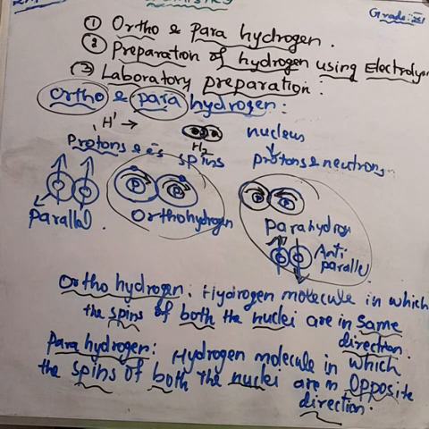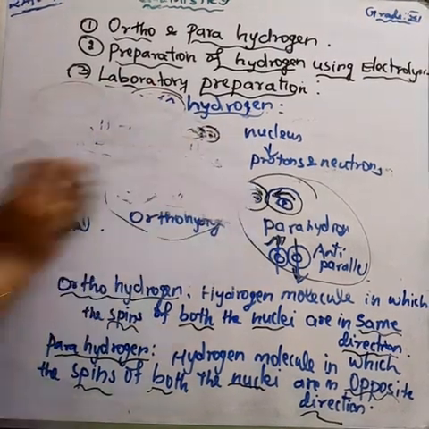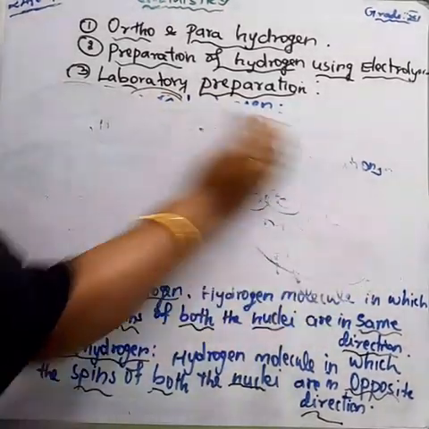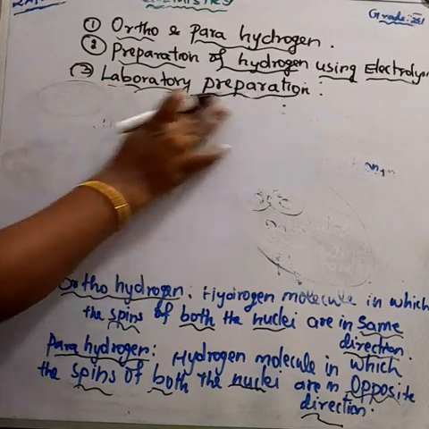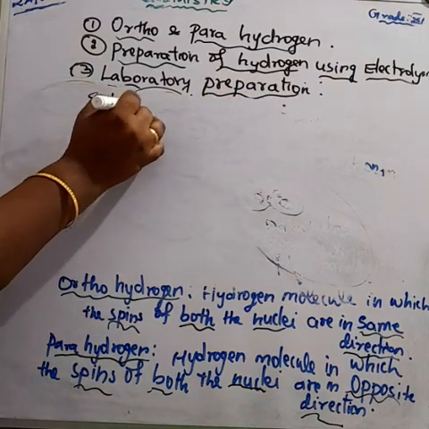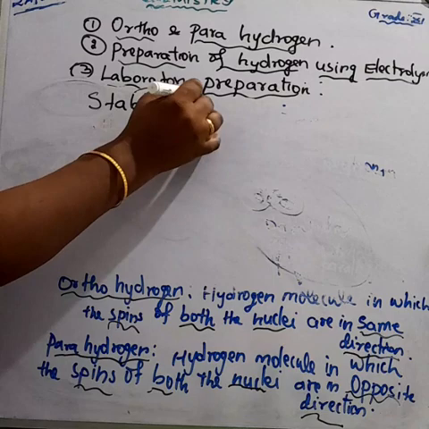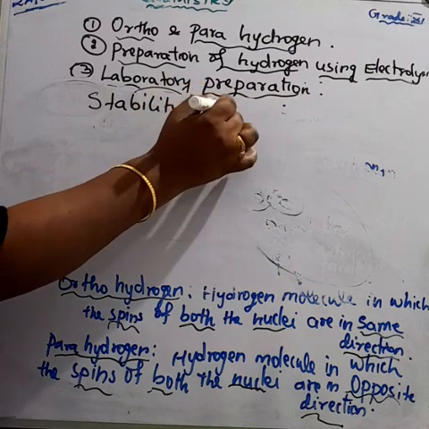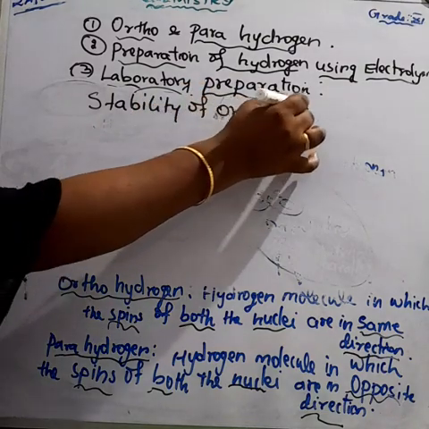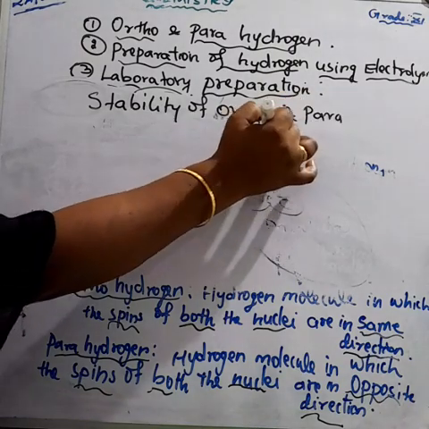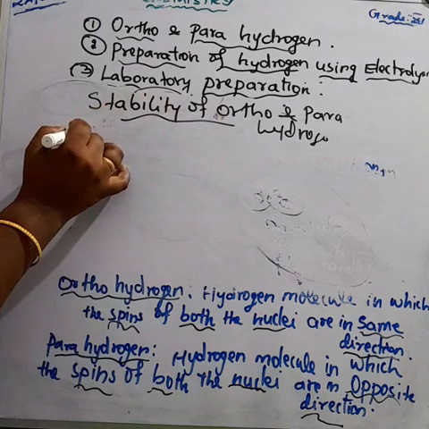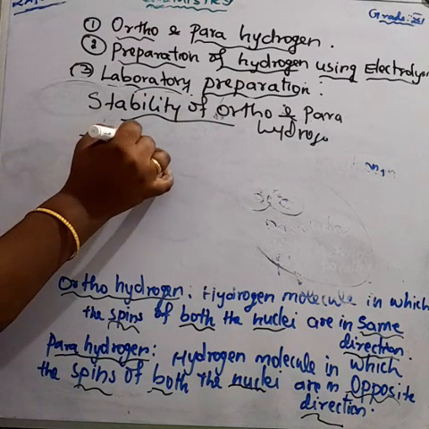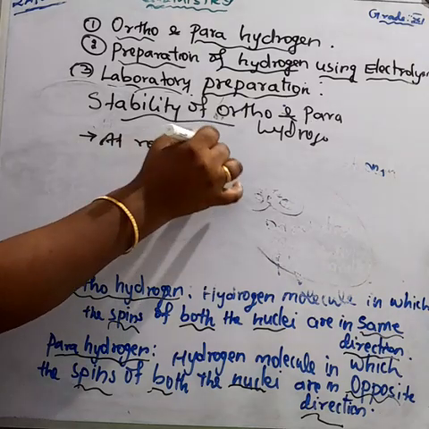And then we are going to study the stability: which isomer of hydrogen is stable, whether orthohydrogen is stable or parahydrogen is stable. Now we are going to study the stability of ortho and parahydrogen. Here, at room temperature, 75 percent ortho form is stable.